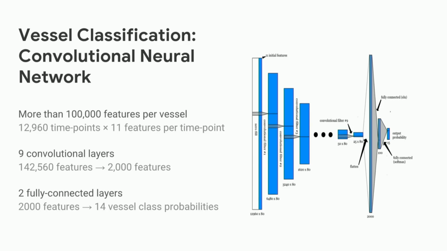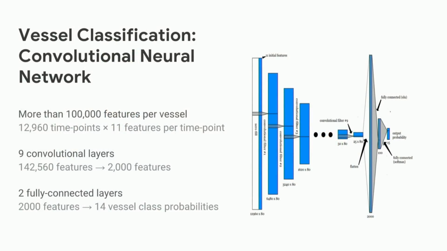So for each vessel, say we have about 13,000 positions, we're going to use them to identify what type of boat it is. And each of those positions has 11 features, so that's over 100,000 features per vessel. And we run a 9-layer convolution across it, which essentially reduces the number of features down to something more manageable, in this case about 2,000, which we can then run across a fully connected network to get 14 different vessel class probabilities. So the output of this is a number that tells you whether or not the neural net thinks the boat is a tugboat, whether it thinks it's a trawler, whether it thinks it's a longliner.